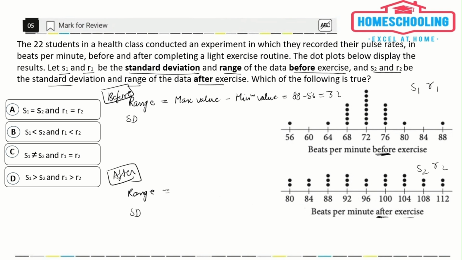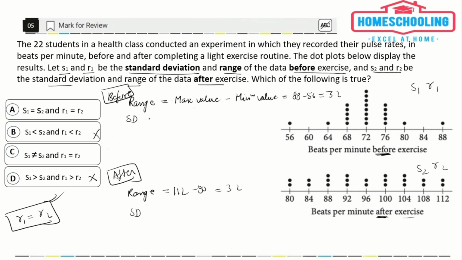Similarly, for this dot plot after exercise, range is maximum minus minimum. So maximum is 112 and minimum is 80. So 112 minus 80, that is equal to 32. So we can say that range is the same. So R1 is equal to R2. So we can cancel this option and this option. So we'll have either option A or option C.